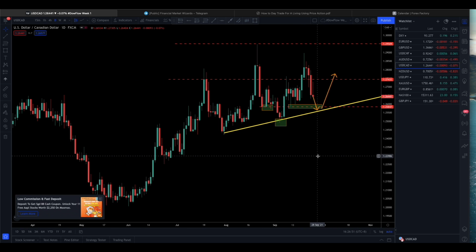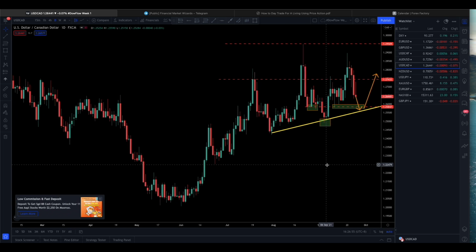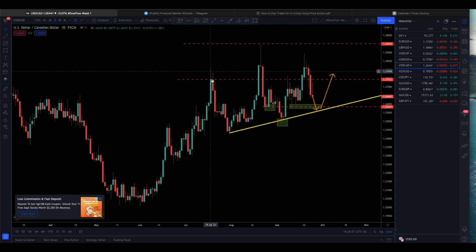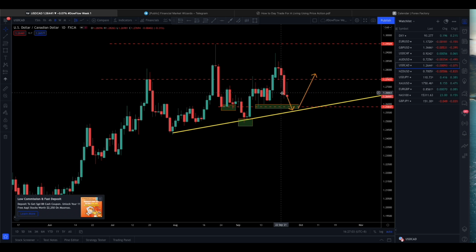Moving on to dollar CAD. Dollar CAD market condition is still bullish because if you were to look at the big picture, you have the high here, you have the low, you have higher high, and you have higher low, and you have this trend line. Now, price is still in the midst of doing a pullback.